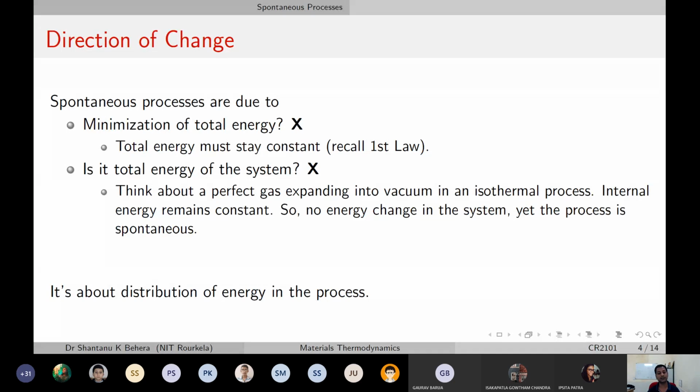The internal energy doesn't change because there's no temperature change. So the energy change in the system is pretty much the same, yet the process is spontaneous. So what is it that drives the spontaneity of any process that happens spontaneously? Turns out it's the distribution of energy in the process.